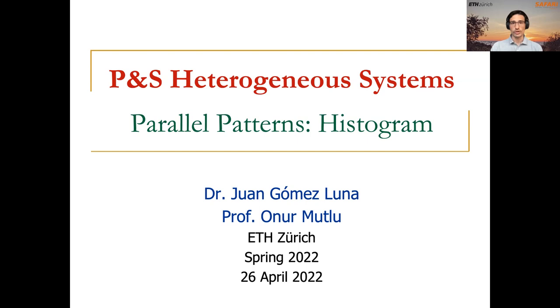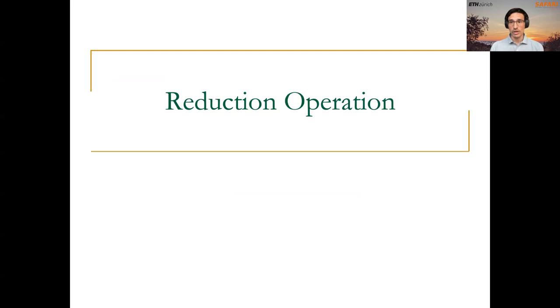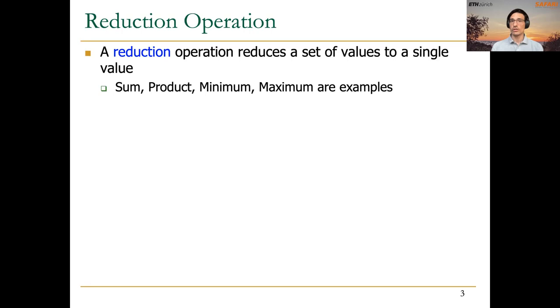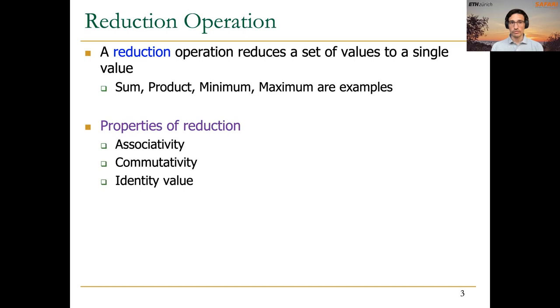Before we go into the details about the histograms, let me very quickly remind you what we covered in our previous lecture. We talked about another parallel pattern, the reduction operation. As you may remember, a reduction is an operation that reduces a set of values to a single value, and it uses an operator that might be addition, product, minimum, maximum. This operator needs to have some properties. It needs to be associative, commutative, and have an identity value. For example, in the case of addition, this identity value is zero.